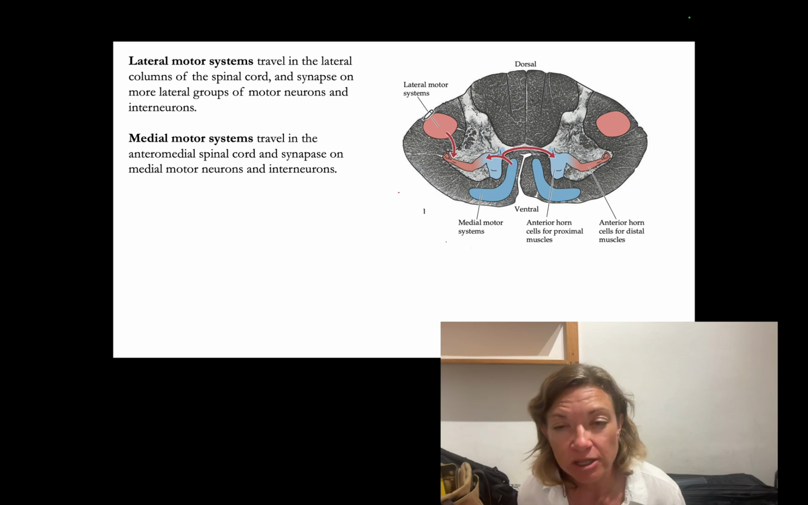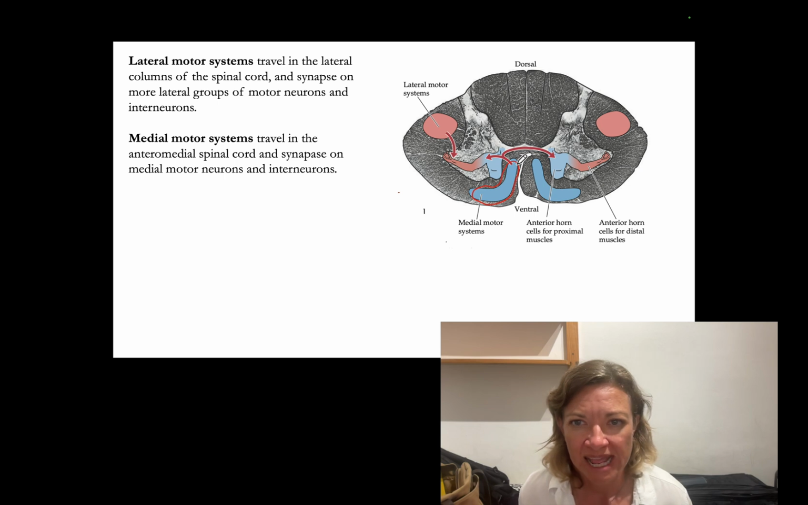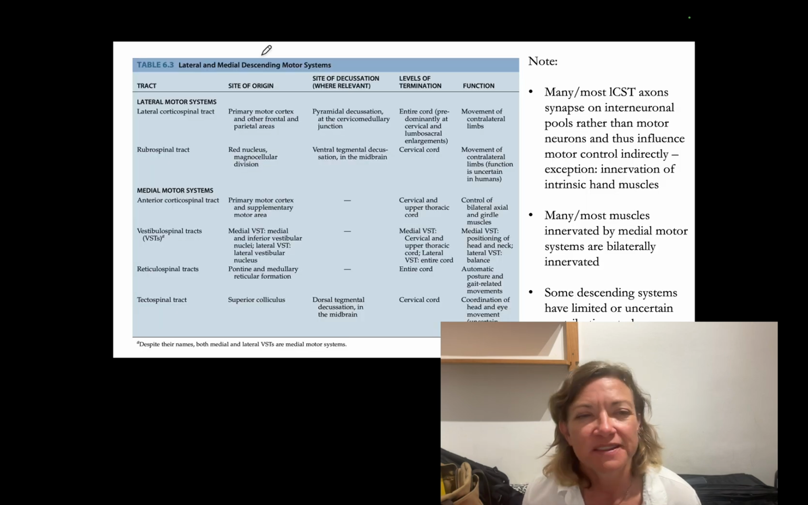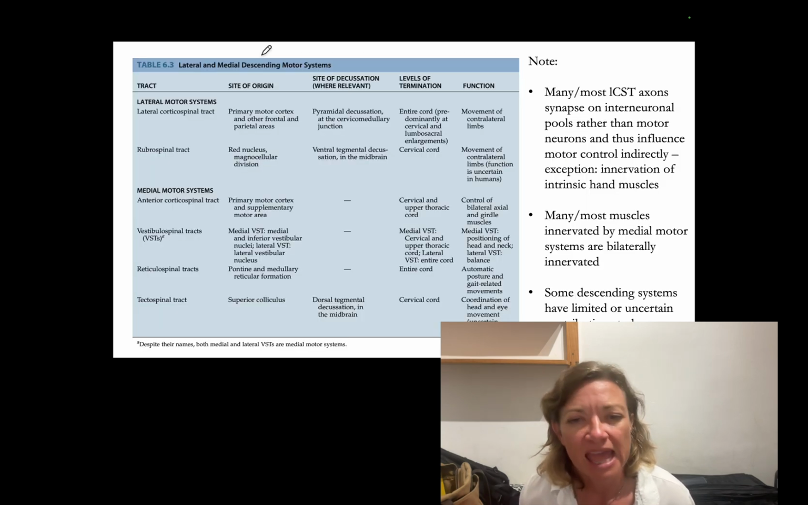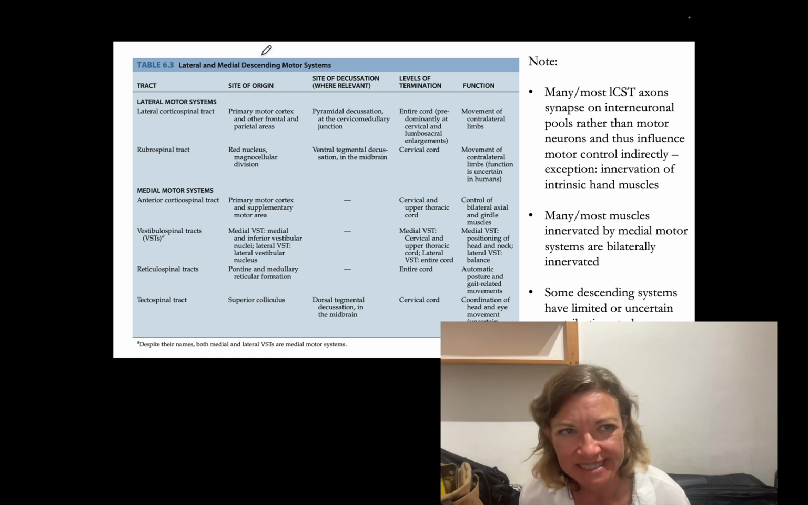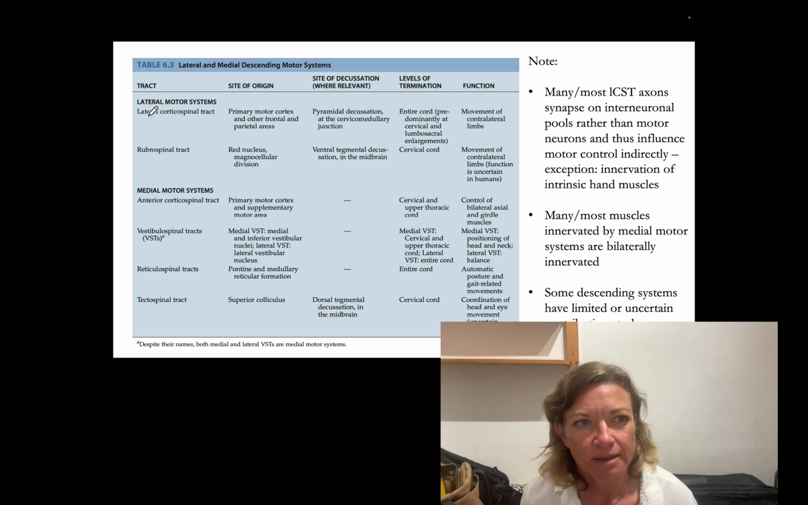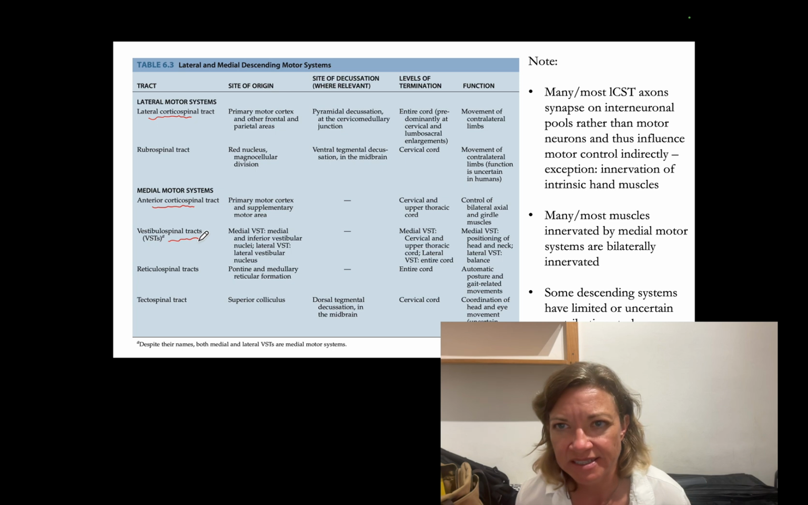In contrast, medial motor systems travel here in the medial portion of the ventral columns of the spinal cord, and they synapse on more medial motor neurons and interneurons governing proximal musculature. Now, this table summarizes the lateral and medial descending motor systems, and we're going to talk about a few of them in detail. We'll talk about the lateral corticospinal tract, of course. We'll talk about the anterior corticospinal tract and the vestibulospinal tracts.